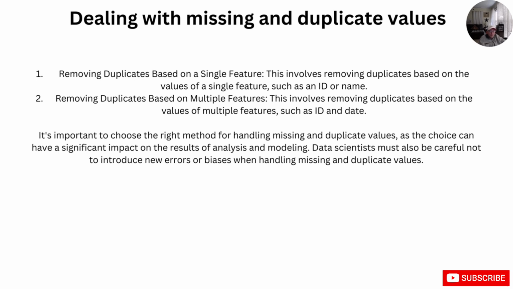It's important to choose the right method for handling missing and duplicate values, as the choice can have a significant impact on the results of analysis and modeling. Data scientists must also be careful not to introduce new errors or biases when handling missing and duplicate values.